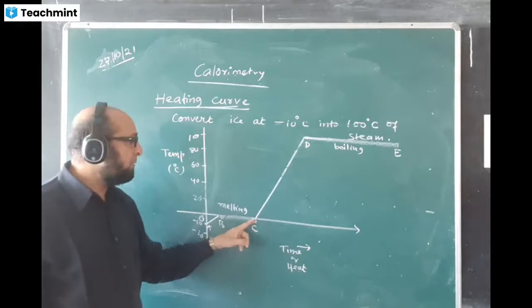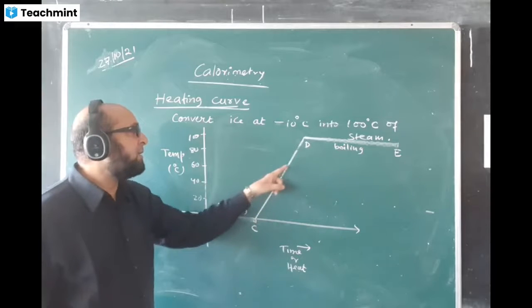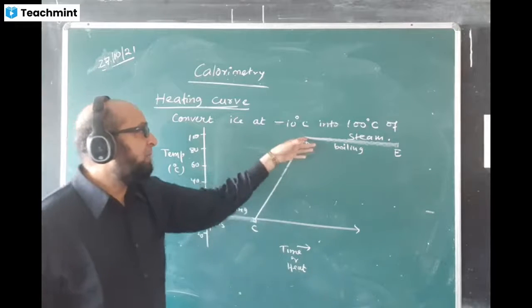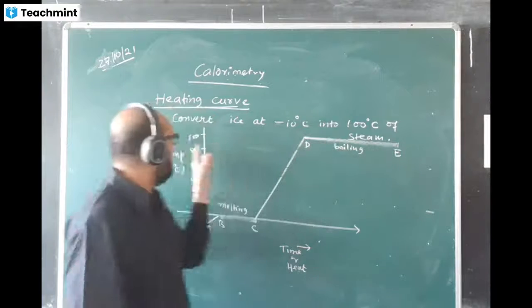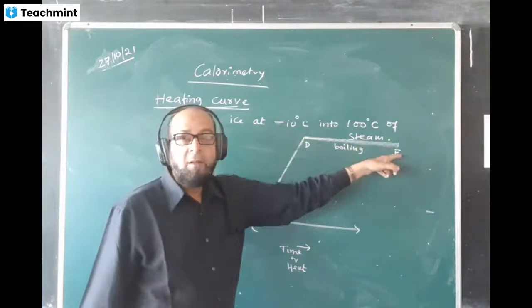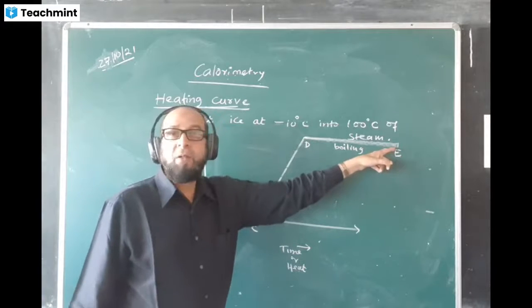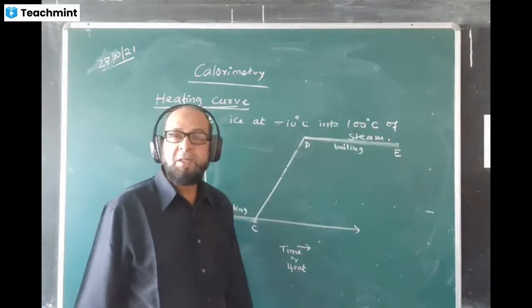Temperature will remain constant at the time of change of state. Now here onwards, we have water form. Now the temperature of water is rising. Now again change of state, the boiling process will start at 100 degrees Celsius. Right in front of 100, boiling will start. And the process will go on and on till the entire water boils and changes into steam.